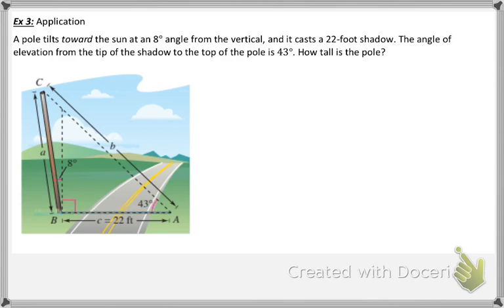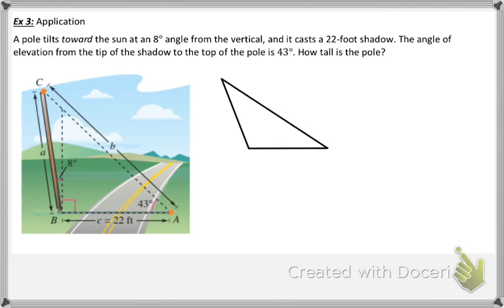The angle of elevation from the tip of the shadow to the top of the pole is 43 degrees. So here's the tip of the shadow to the top of the pole, and that forms an angle of 43 degrees, and we want to figure out how tall the pole is. So the diagram is drawn for you, and if you want, you could redraw it and relabel it so you can see it a little bit better.